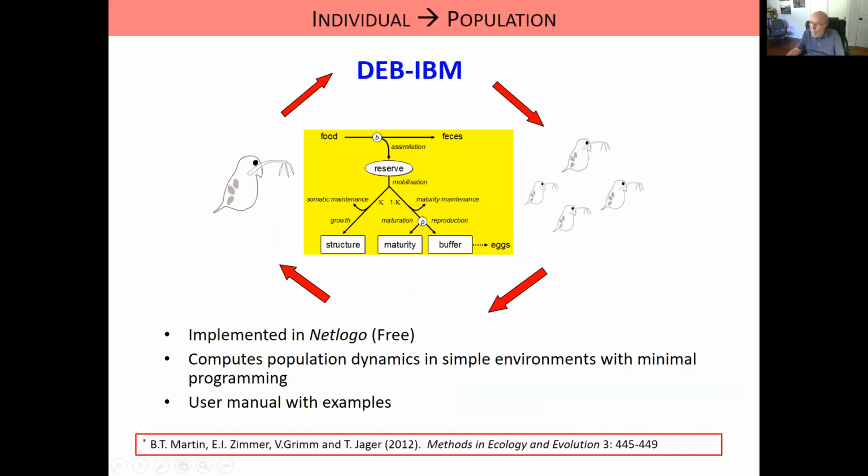And essentially what the package called DEB-IBM does is it takes the DEB model. I was too lazy to change this figure, so it's now got a yellow background rather than the bluish background from my previous slide, but it's essentially the same characterization. And as I described earlier, lots and lots of these are stuck in a computer, and then the population changes are followed.